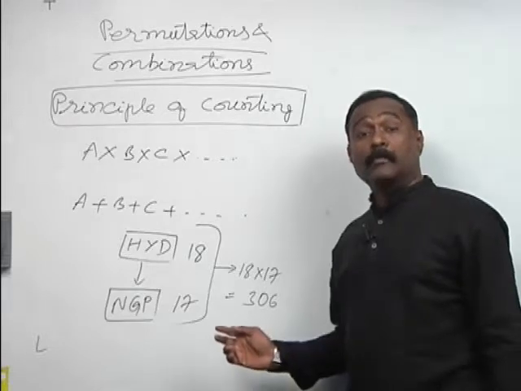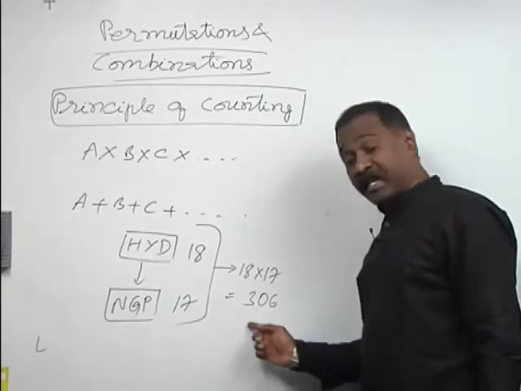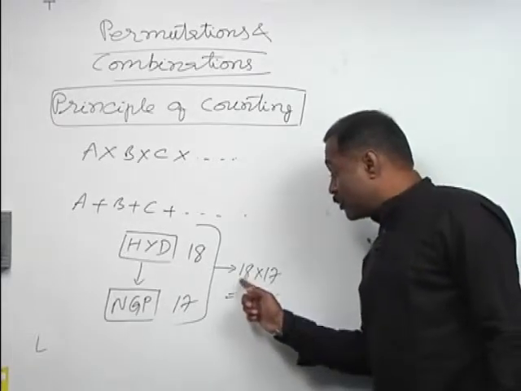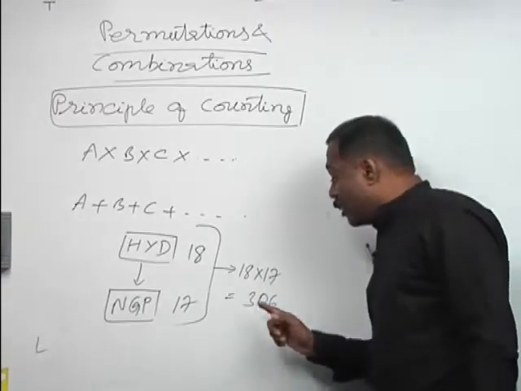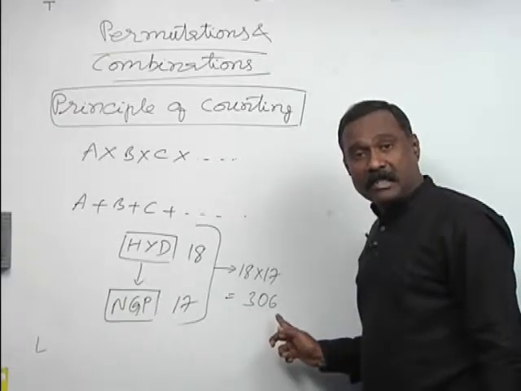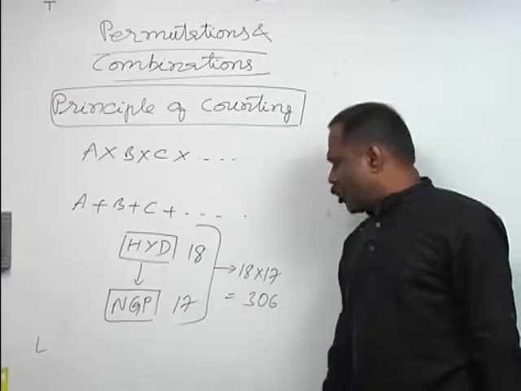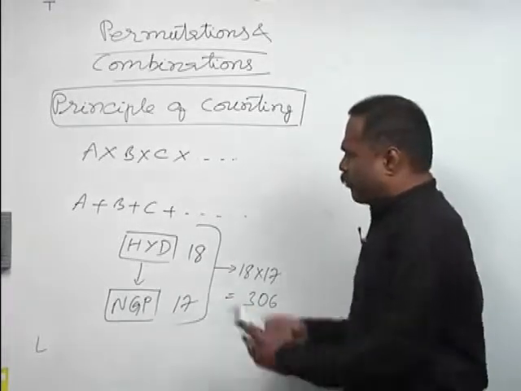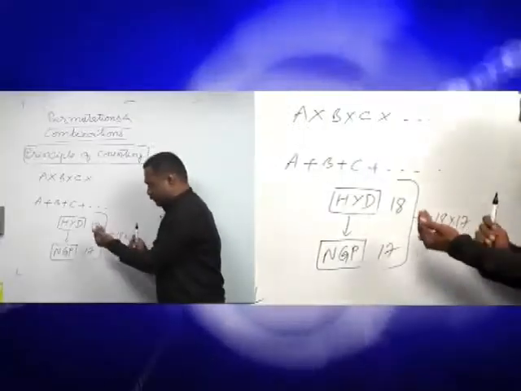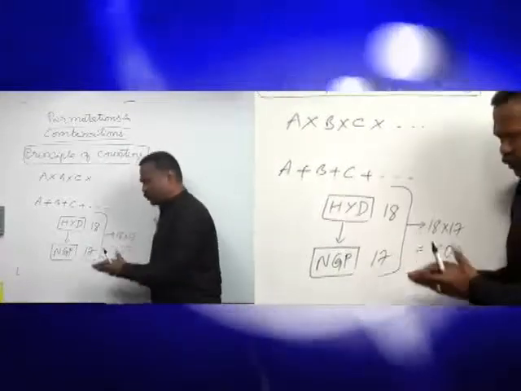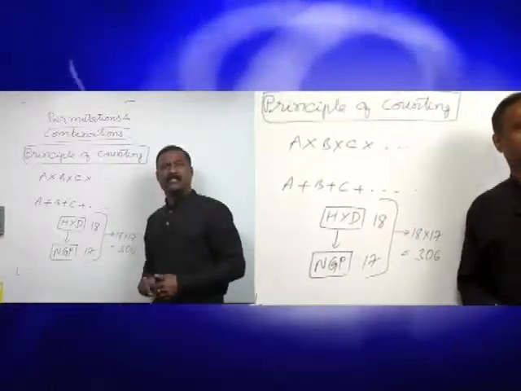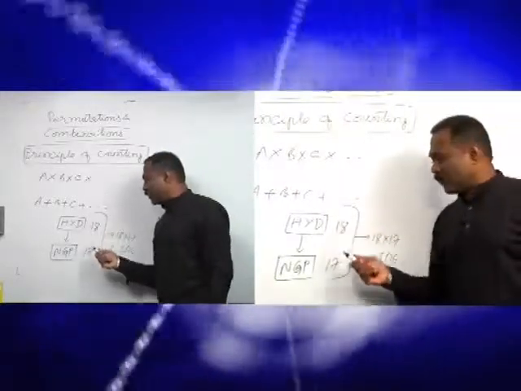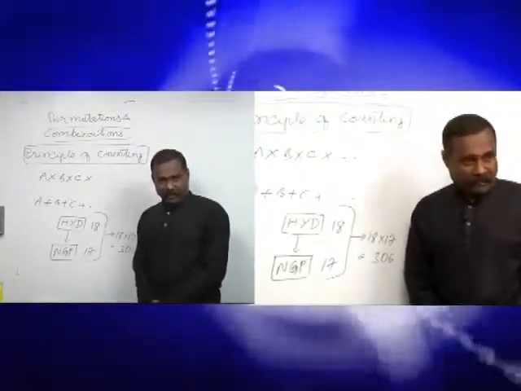So the number of second class railway tickets that are to be printed are 18 into 17, that is 306 tickets to be printed in this case. Performing the first operation can be done in 18 ways. The second operation can be done in 17 different ways. These two operations, one after the other or simultaneously, can be performed in 18 into 17 different ways.